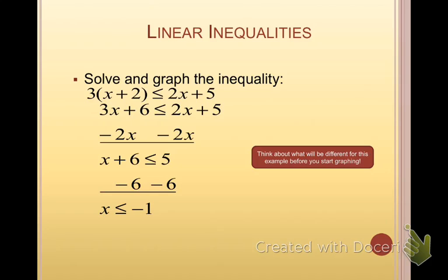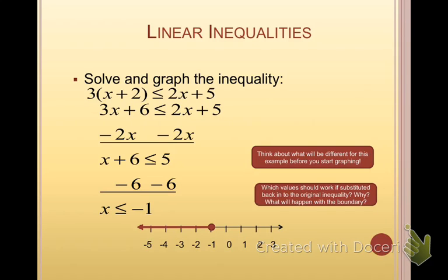Okay. Now, if we graph this solution, what's going to be different? If you thought about the fact that the circle this time is going to be solid or shaded in, you're absolutely right. Because we have the less than or equal to, it has to be shaded circle this time. It also is going to be shaded to the left this time.